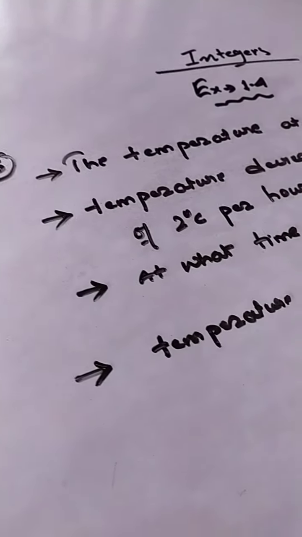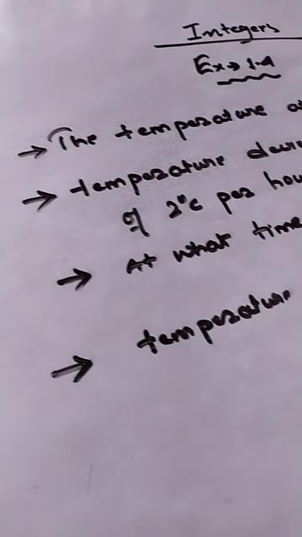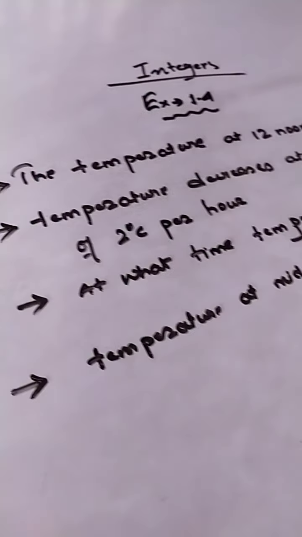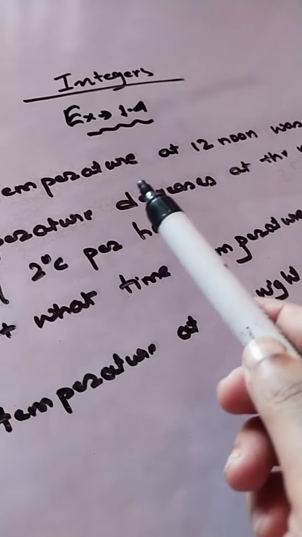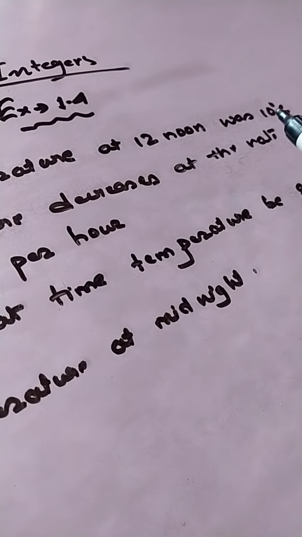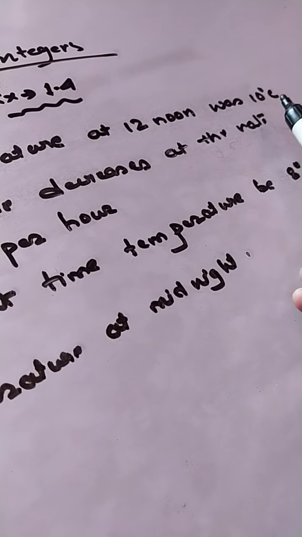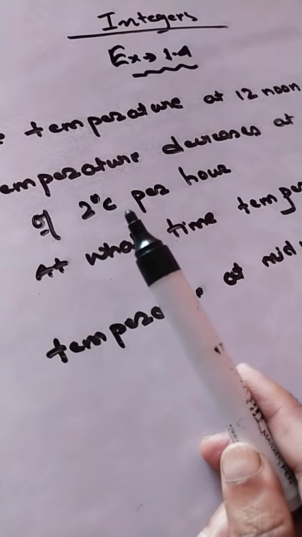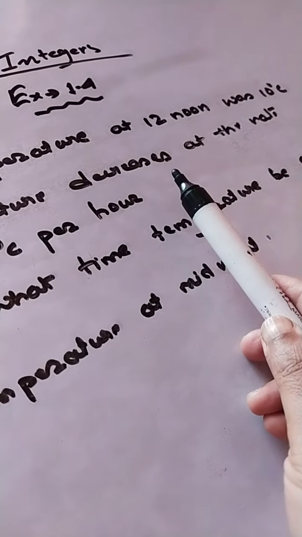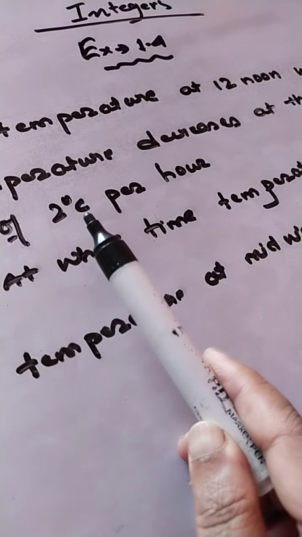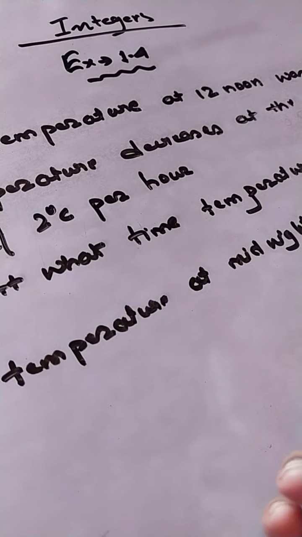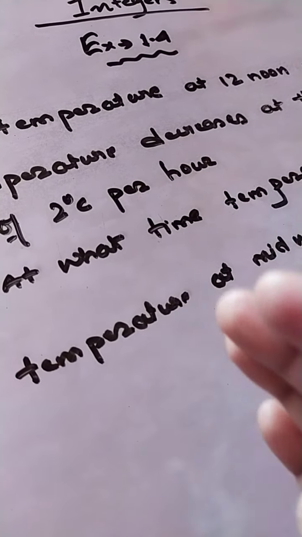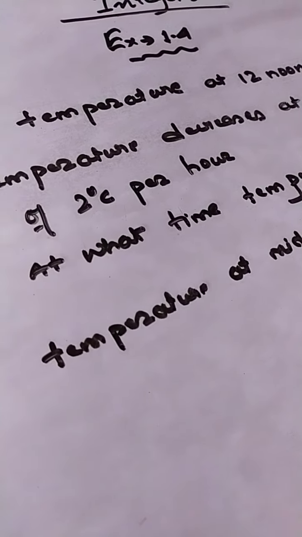Now this is question number 5. I have just written all the important points from question number 5. According to the question, the first sentence: the temperature at 12 noon was 10 degrees Celsius. The next information they have given is that the temperature decreases at the rate of 2 degrees Celsius per hour. So after every hour 2 degrees Celsius will decrease.